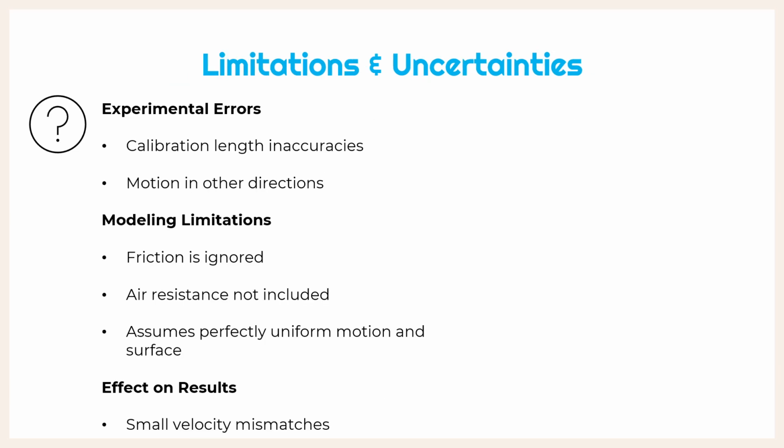There could be some experimental errors like calibration inaccuracy, clicking errors in Tracker, or slight changes in direction. And in this model, I assume there's no friction or resistance and perfectly smooth motion, which is not true in real life. This simplification may explain why the experimental velocity slightly decreases over time. Together, these factors could cause small mismatches in velocity between the experimental and the computational model.